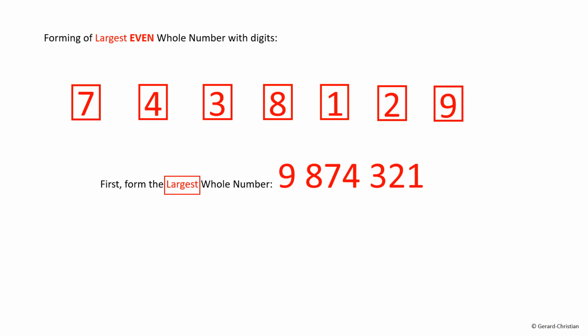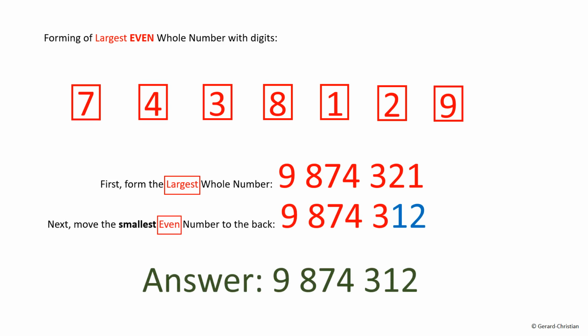Right? So first you form the largest whole number. Okay, you don't care about the even part first. You're just going to form this number, 9874321. Alright, I think by now all of you should know why the largest has to be formed like this. Bigger numbers have to be put in front because bigger place values, it will benefit more and it helps you to answer the question.